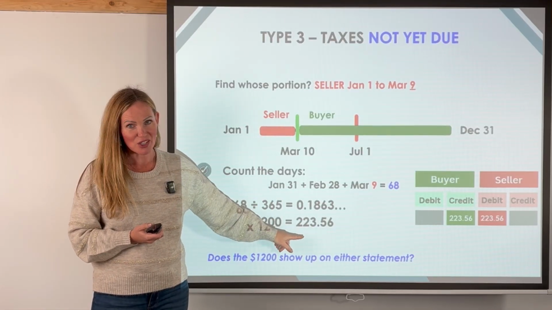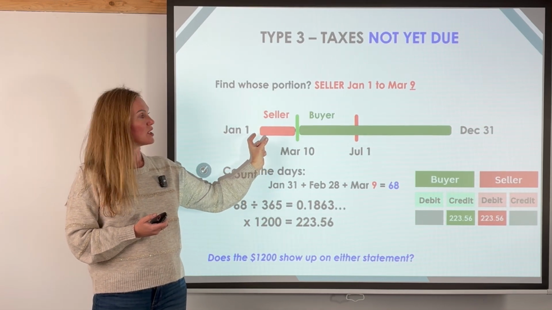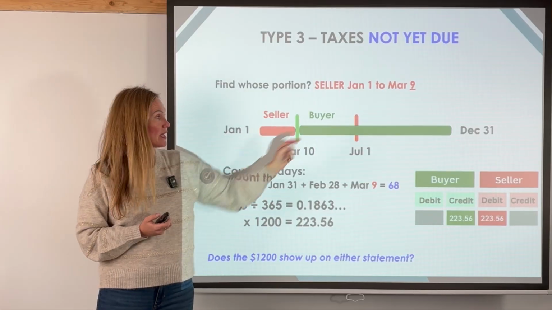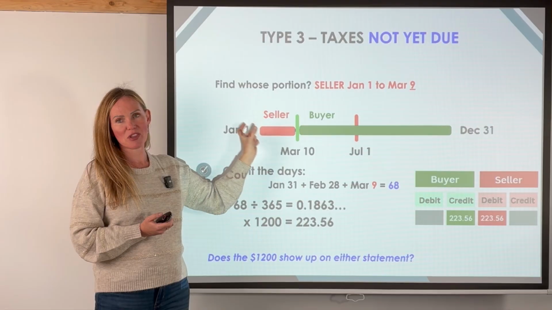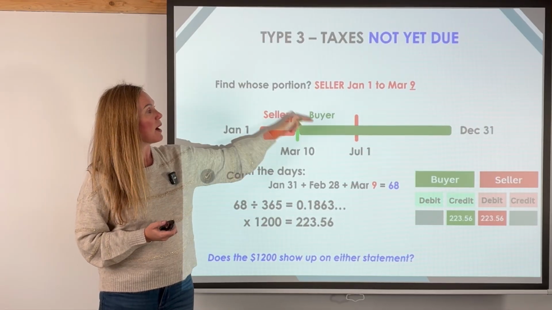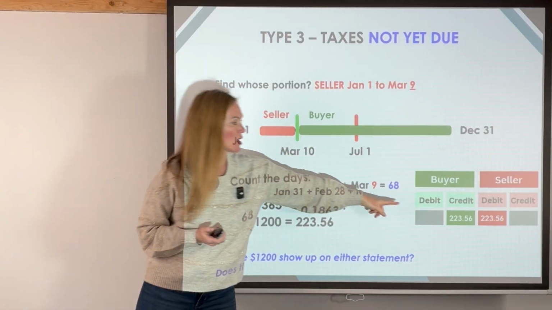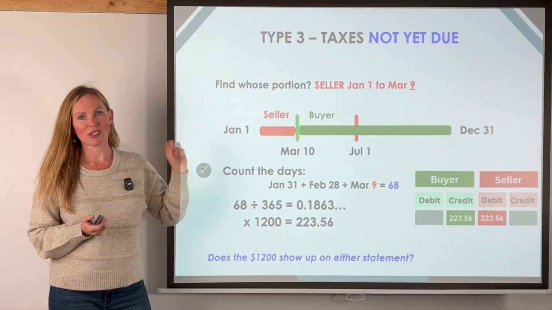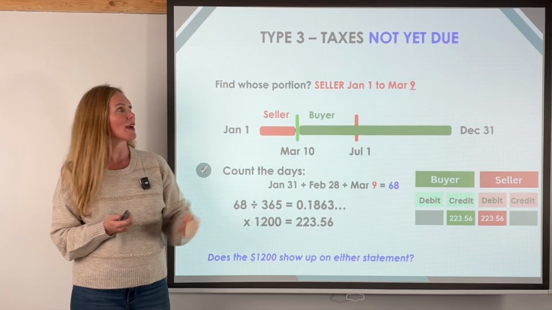So my question is, the seller, because he has a smaller portion of days out of the year, he will be giving the money back to the buyer because the buyer will be paying taxes at some point. So that means it's going to be a debit to the seller for that amount, and the buyer will be a credit. So you will put that 223 as a credit to the buyer, but a debit to the seller, because he has to give the money to the buyer. It will come out of his bank account.